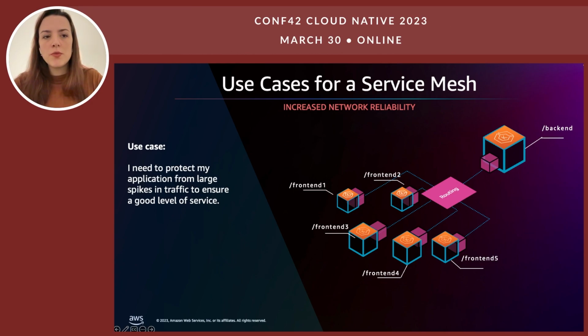Let's say that we want to protect our application from large spikes in traffic, and we want to assure a good level of service. Well, the service mesh enables me to implement automated retries, circuit breaking, and rate limiting in our applications.